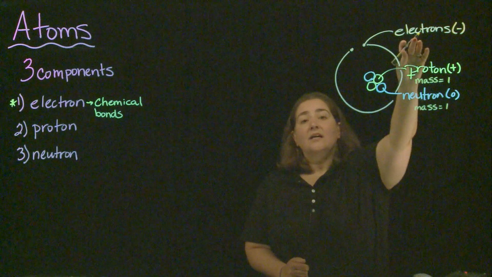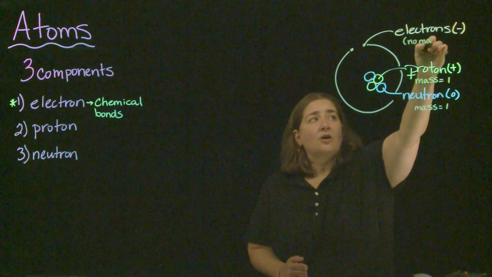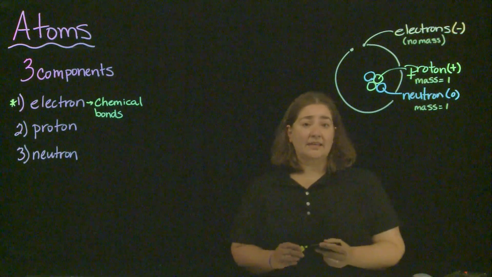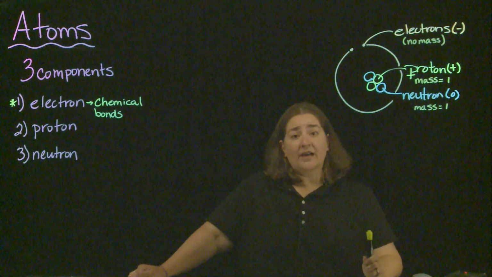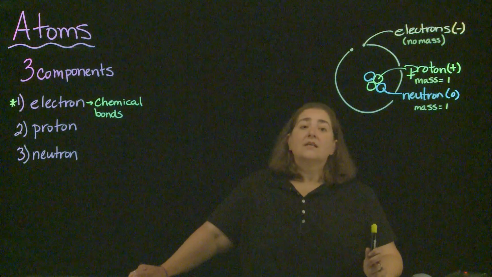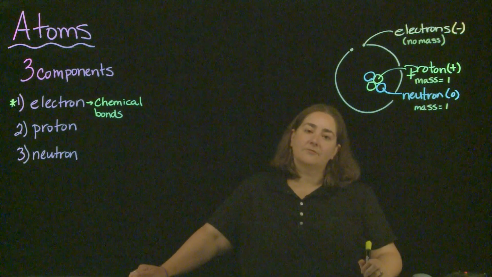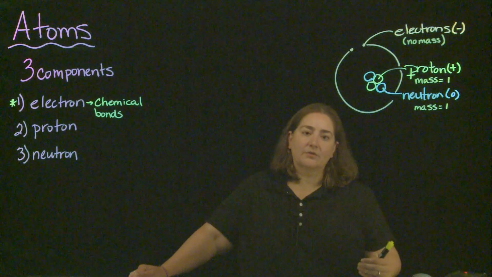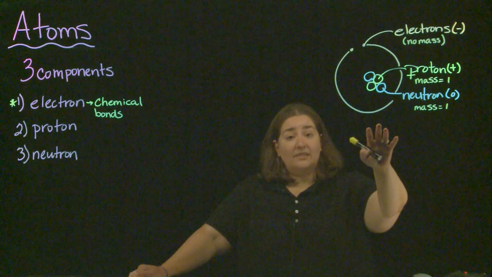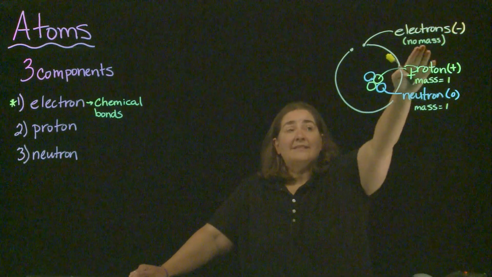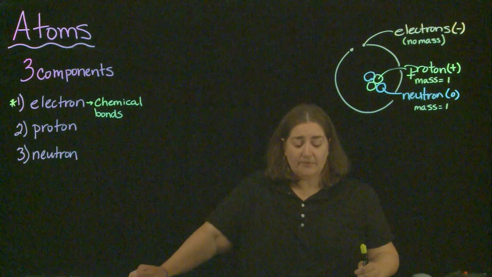All right? Electrons, we are going to call these as not having any mass, but electrons are matter, and all matter has to have some mass. The mass of an electron is so small, it's not going to make a difference in the overall atomic number, or the atomic mass associated with an atom. So we discount it. We just say electrons don't have any mass, okay?